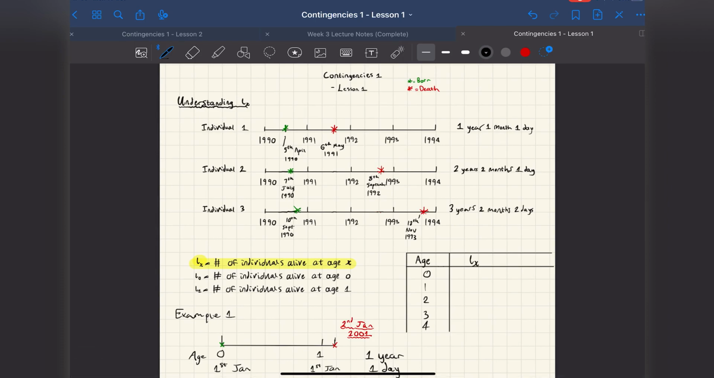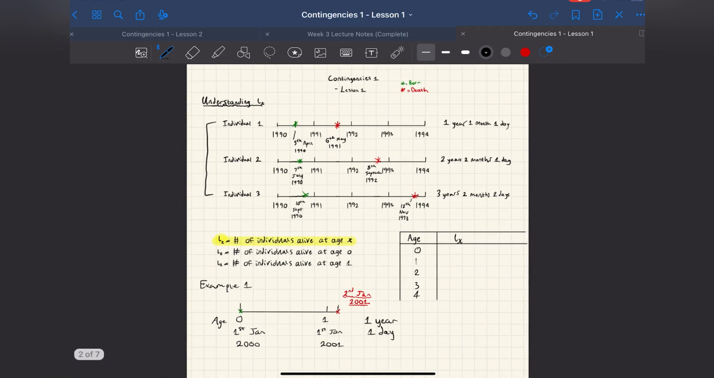So, as I said, for the first part of this video, we're going to be using information from these three timelines, let me just zoom out a bit, to construct our life table here. And just to provide a quick point of clarification, a timeline is just a visual representation of an individual's lifespan from birth to death. You can see on the top right hand side the notation, where a green star indicates that an individual was born and a red star indicates that an individual died.